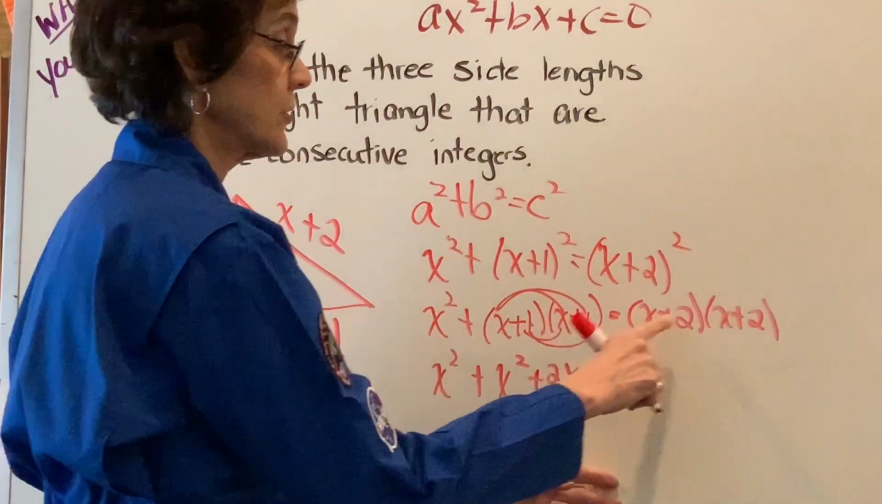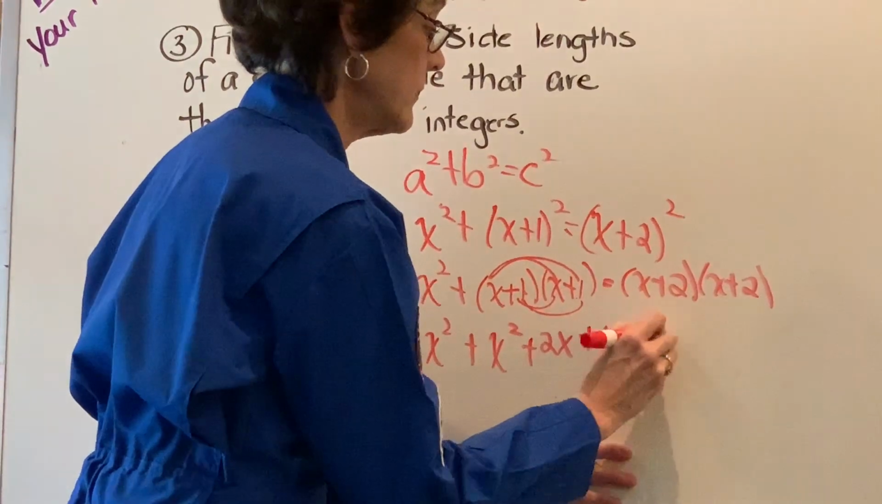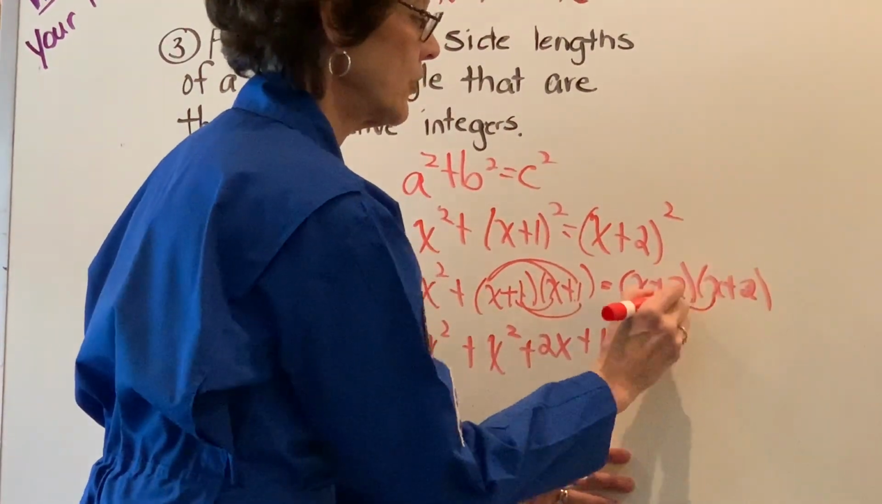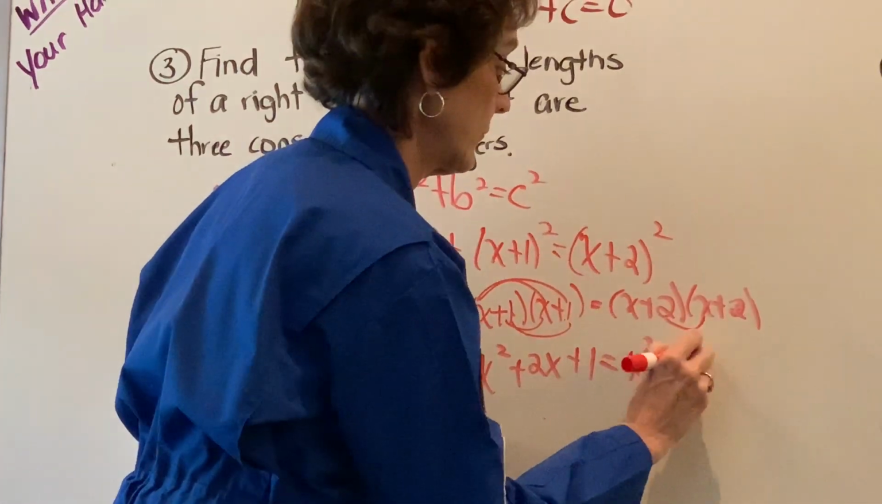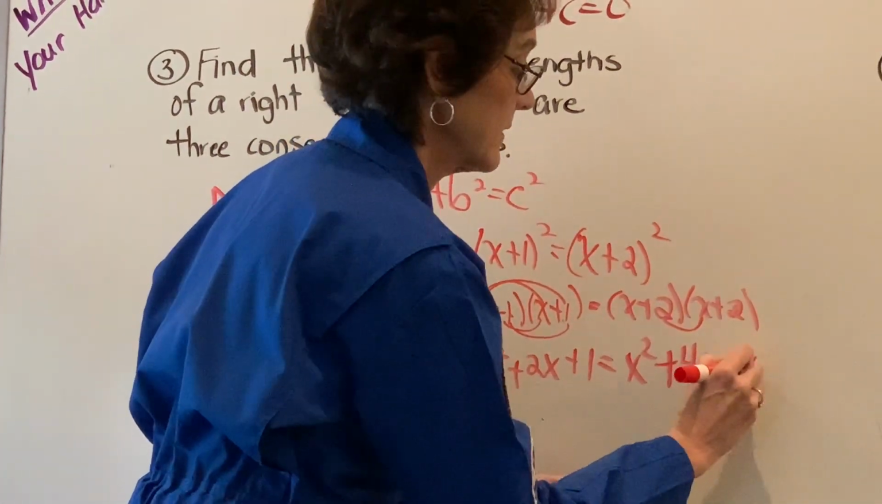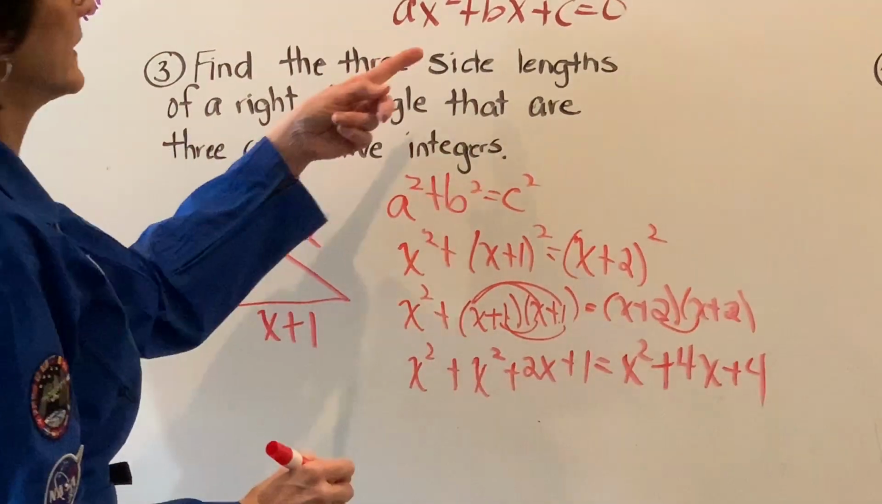Over here, first times first, x squared. Your outers would be 2x. Your inners would be 2x. So that's 4x. And last times last is 4. Doesn't look like that, does it?